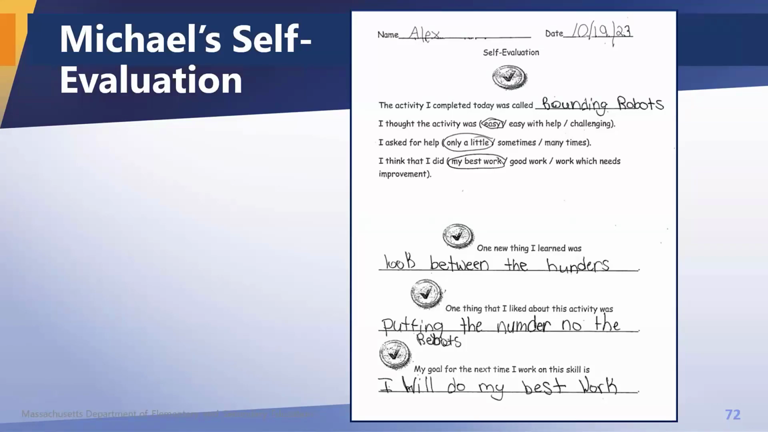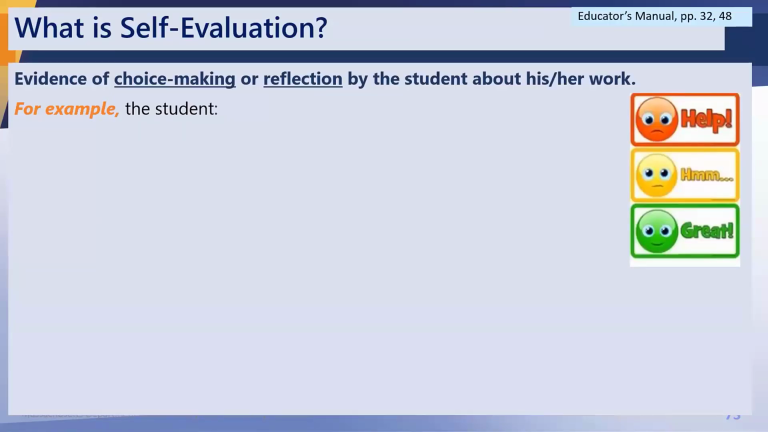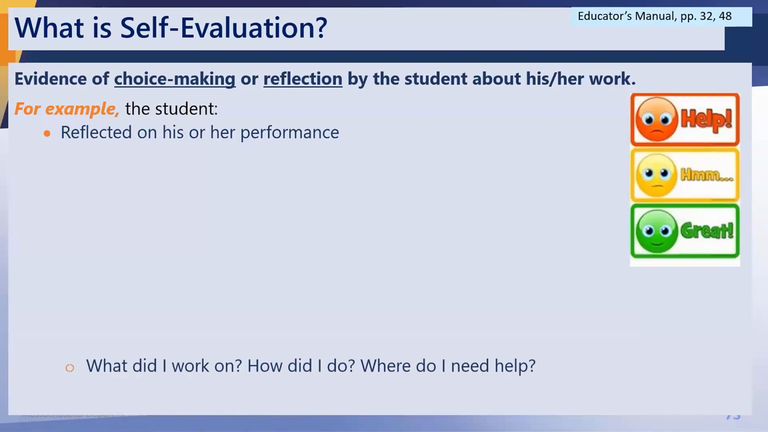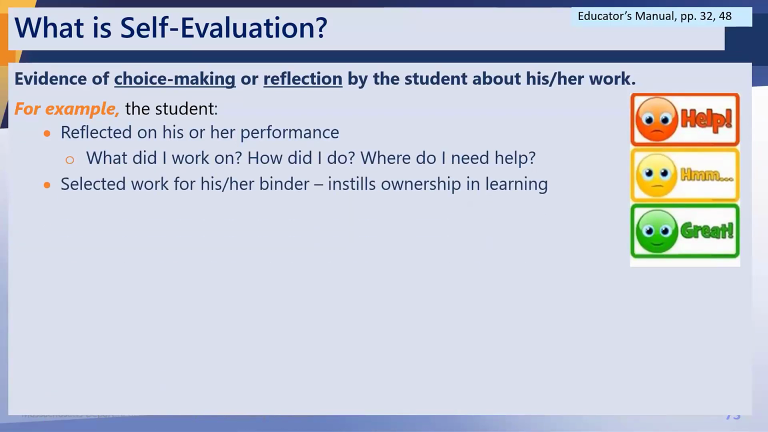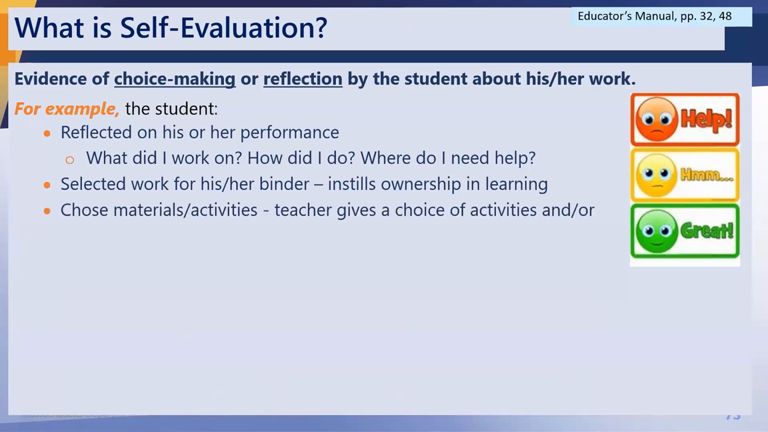But sometimes you don't have students that are able to fill out something like that. So we got to think about how they can make choices, how they can think about their work. They can reflect on it. How did they do? Did they need help? This is a really good one, is selecting the work for their binder. It definitely instills that ownership. This is what I want to show the scorers. Now, obviously, you're going to give the student a couple of choices that you would like in there, but it does help them to show off their work.